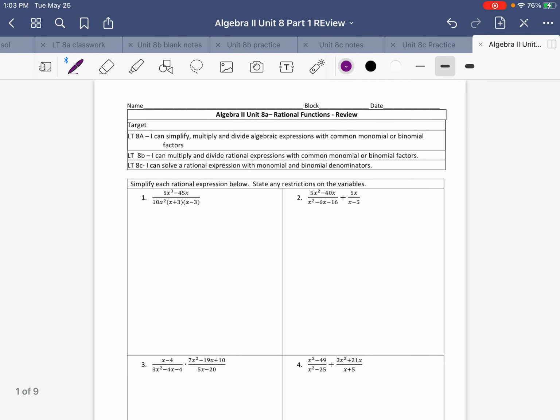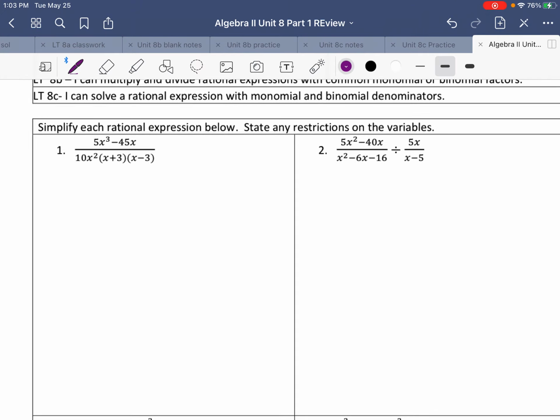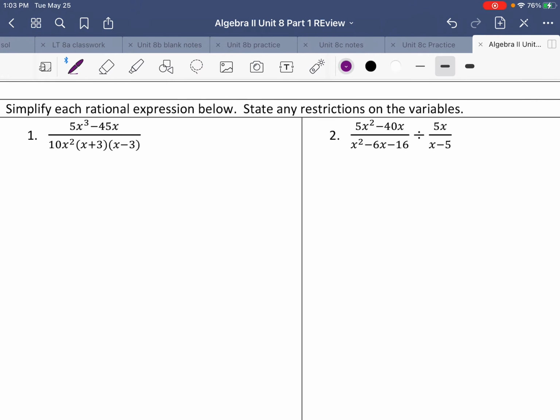Welcome to the Unit 8 test review. All right, so I'm going to get started. So number one, we are simplifying this rational expression.